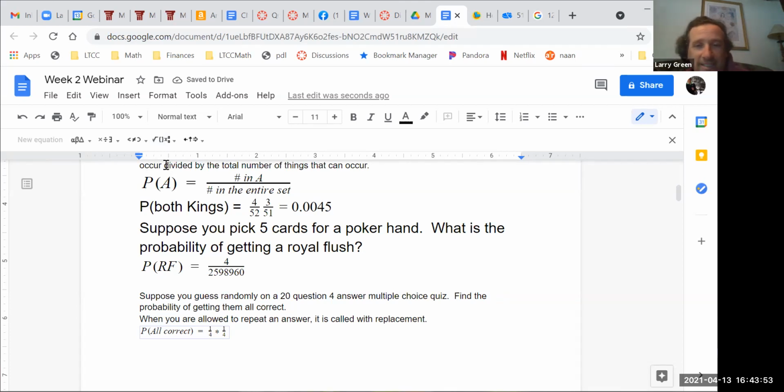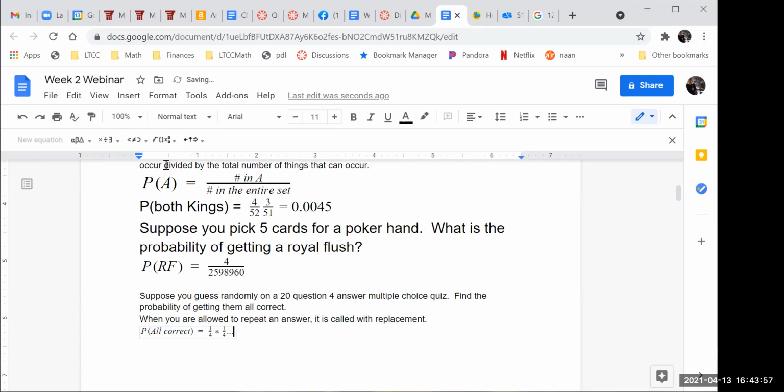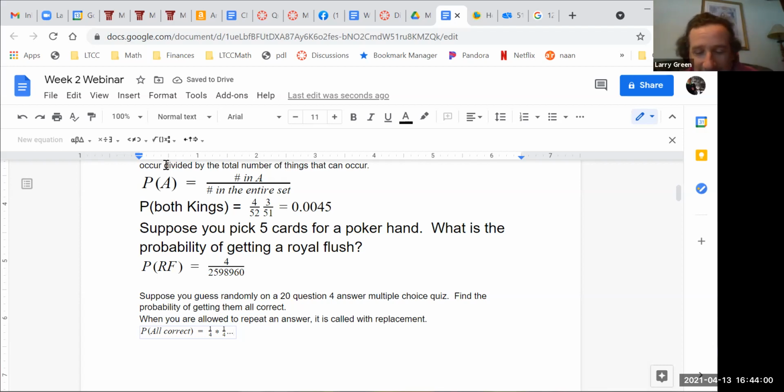What's the probability the third is correct? 1 in 4. I'm not going to write them all out because it's boring. I'm going to go dot, dot, dot times 1 in 4. And there's 20 of those. Mathematically, how do you rewrite that? When you multiply the same number over and over again, what is that? Because we don't want to have to put this in the calculator like it is. Yeah, it's 1 in 4 to the 20th power. Any questions on that?